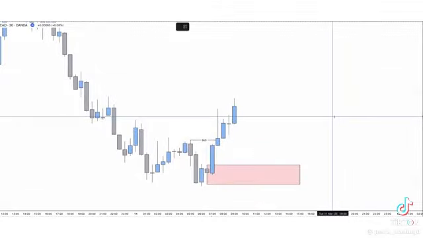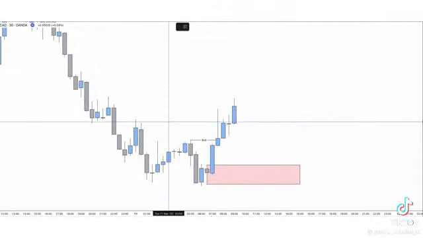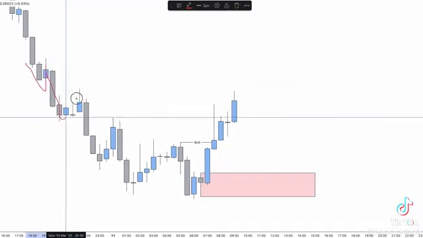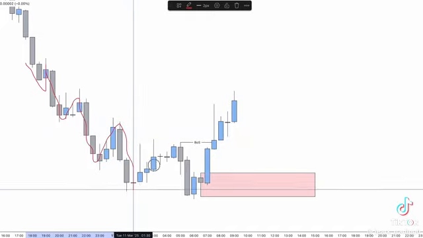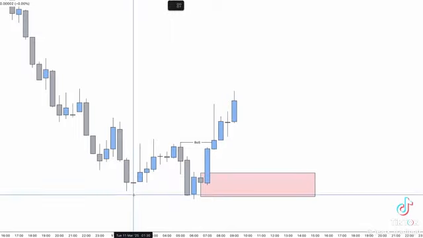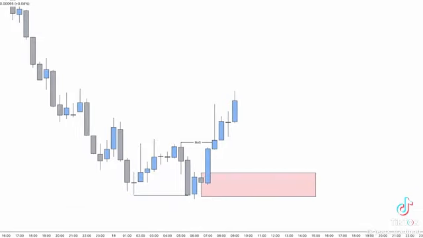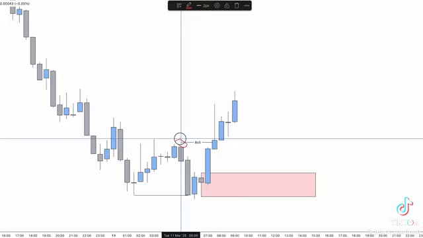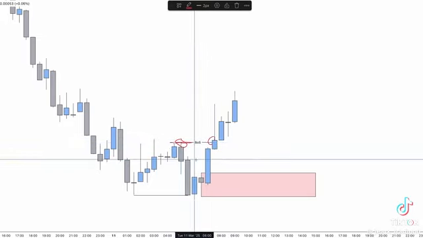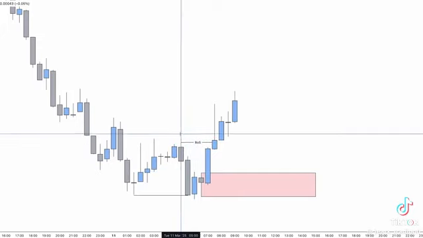Here's an example of a confirmation entry in a real market. So here we have a market that is trending to the downside initially. You can see that the market is here creating consistent lower lows and lower highs, showing that this is indeed a bearish market or a downtrend. Now eventually, the market sees a break of structure which takes place over this high.